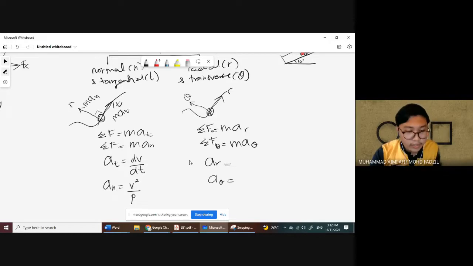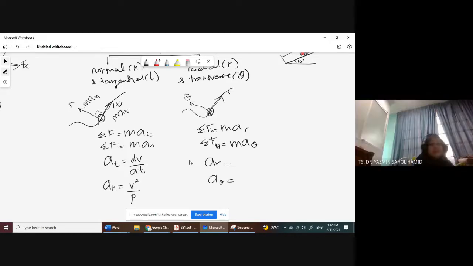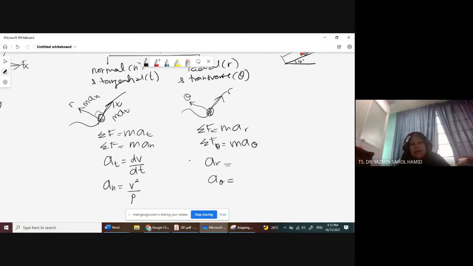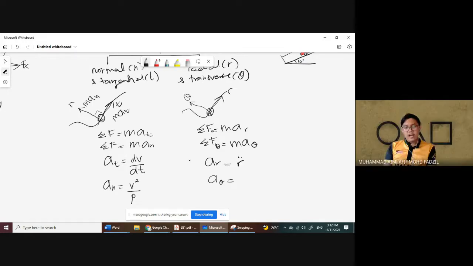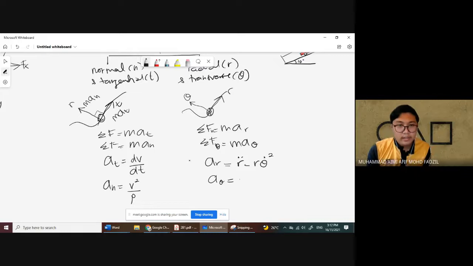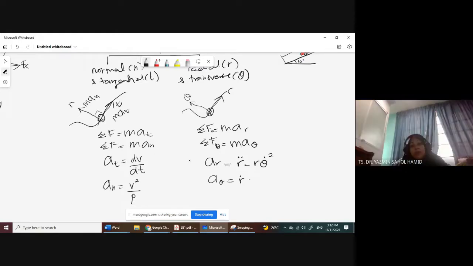For radial, what is it? R double dot, the second derivative, minus R theta single dot, squared. Yes, don't forget the square. And then A theta, what is it? R theta double dot. Sorry, R theta double dot plus 2 R dot theta dot. Okay, let me.